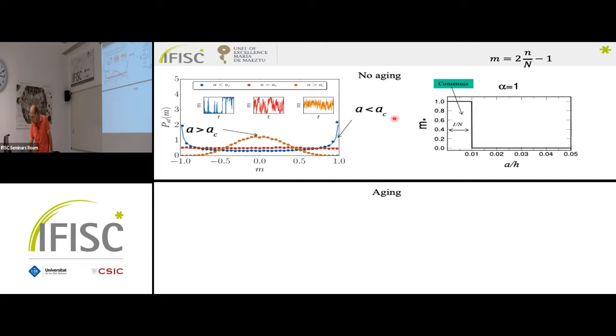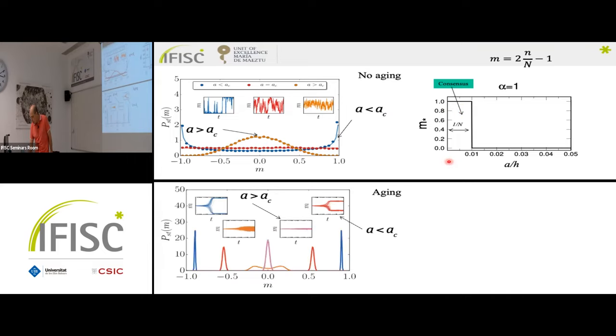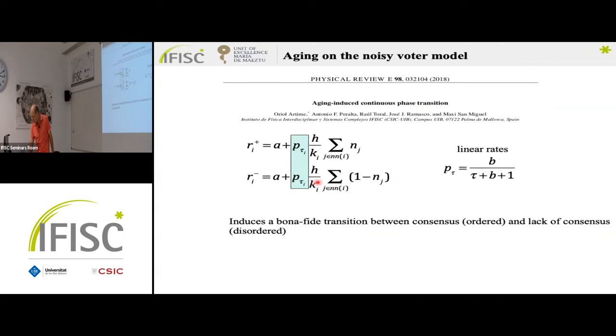What we have is that for a critical value, we have this bimodal or unimodal distribution, but the critical value was of order 1/N. So the width of the consensus is of order 1/N. When we include aging, still remember linear rates. I want to emphasize this because maybe it wasn't clear. The rates are linear. So you select one of your neighbors to copy randomly, but you copy the neighbor with some probability. You don't copy it blindly. It depends on the age you have been in your state.